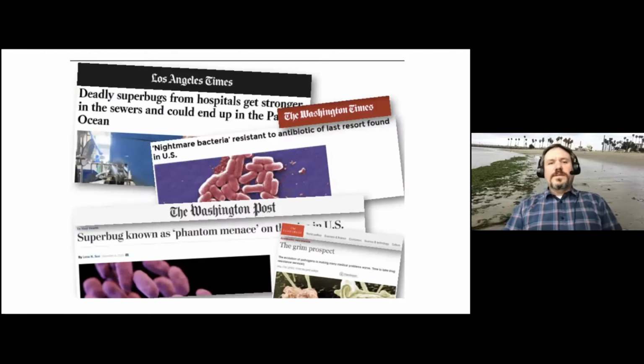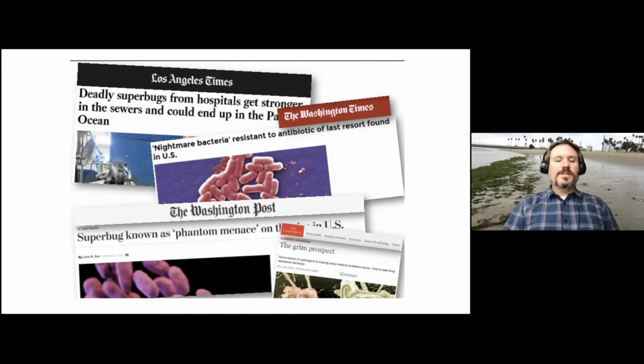So there's been a lot of news lately, some of it based off of EPA research, that said that not only are there superbugs in sewers, but it's possible that they're actually being concentrated or selected for and increased throughout sewage treatment plants, which would cause a public health issue when that sewage effluent is discharged.